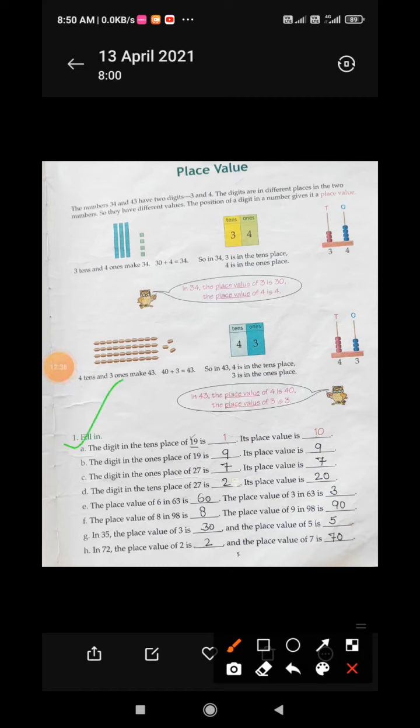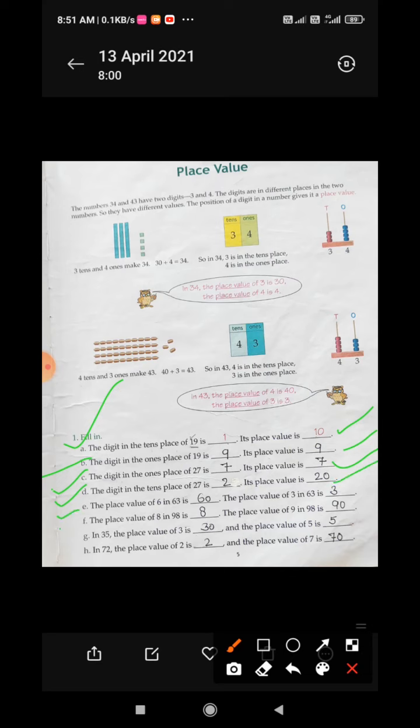Question number 1, fill in. A part, the digit in the tens place of 19. 1 is on the tens place, write here 1 and its place value is 10. Now B part, the digit in the ones place of 19. Ones place is 9, write here 9 and its place value is 9. Now C part, the digit in the ones place of 27 is 7 and its place value is 7. Now D part, the digit in the tens place of 27 is 2 and its place value is 20.